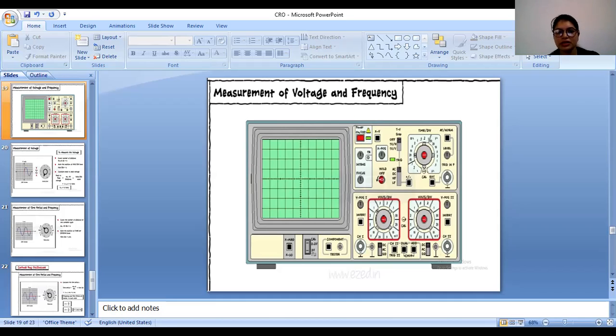Now as you can see, this is the heater filament, and this is the cathode. Now when a high negative voltage is provided to this cathode through this power supply, the negative voltage will be connected to the cathode and the positive to the anode.